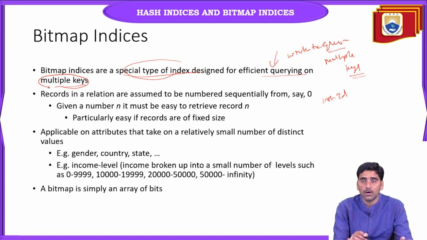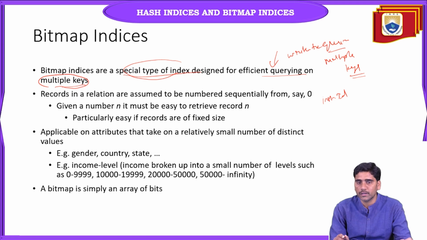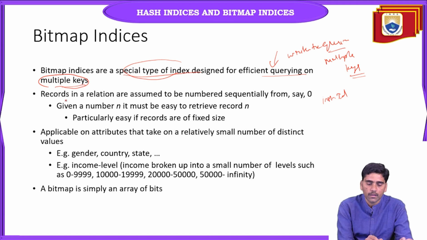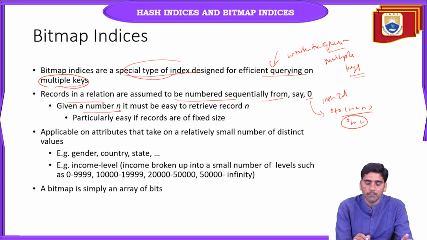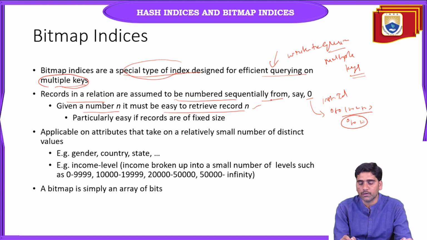So bitmap indices are a special type of index designed for efficient querying on multiple keys. And records in a relation are assumed to be numbered sequentially from, say, 0. So all records stored in a bucket or data block will be in sorted order, that is 0 to 1, or 1 to 2 to 3, like that. So 0 to 10, like that, the sequential order is maintained. And here, given a number n, it must be easy to retrieve record n.